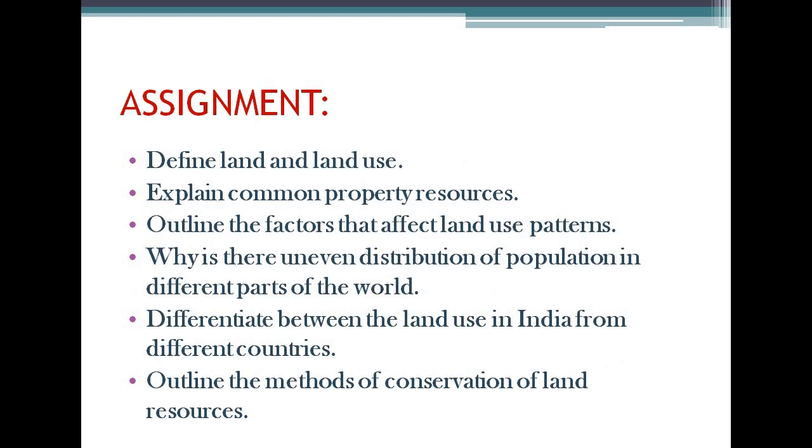So based on this video lesson, first one, land use: define land and land use. Second, explain common property resources. Third, outline the factors that affect the land use patterns. Fourth, why is there uneven distribution of population in different parts of the world? Fifth, differentiate between the land use in India and in different countries. And the last one, outline the methods of the conservation of resources. I hope you all will be able to do all these questions as we discuss each and every point in this video.